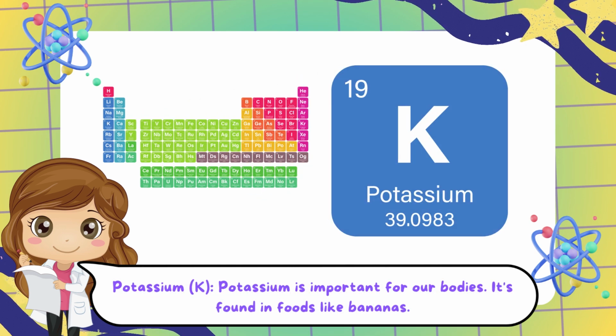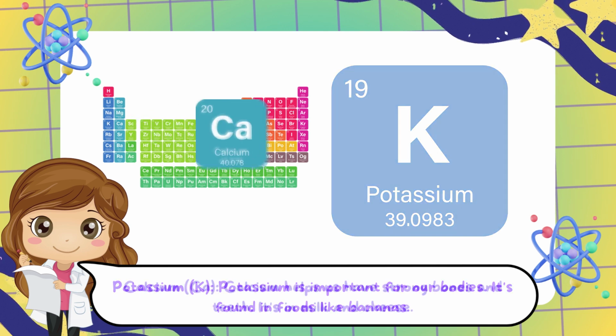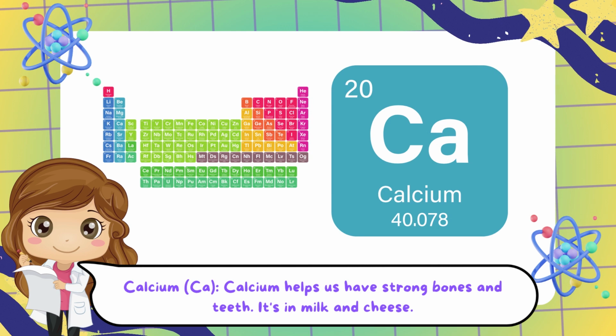Potassium, K. Potassium is important for our bodies. It's found in foods like bananas. Calcium, Ca. Calcium helps us have strong bones and teeth. It's in milk and cheese.